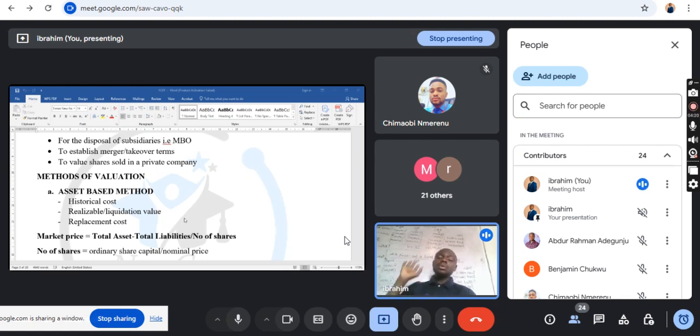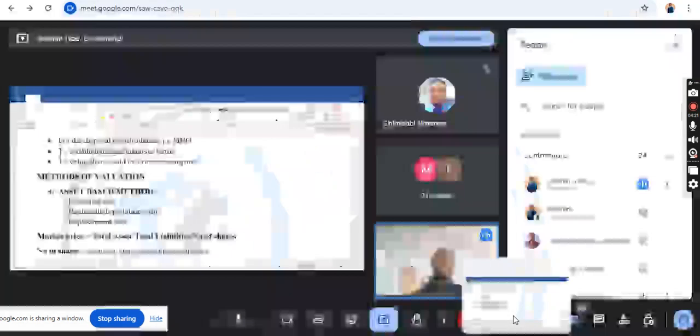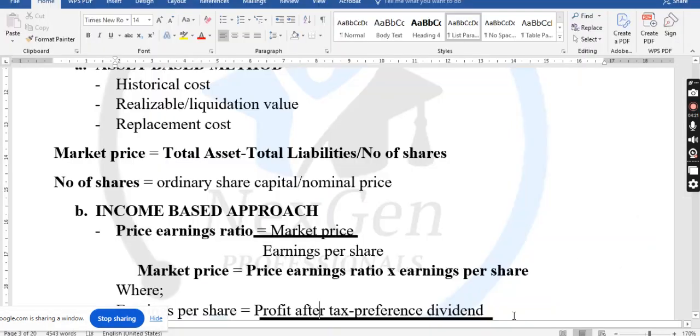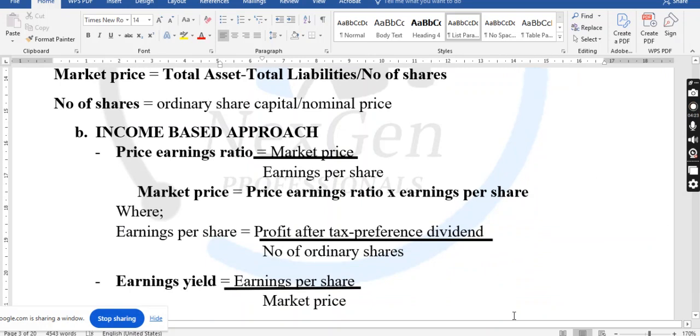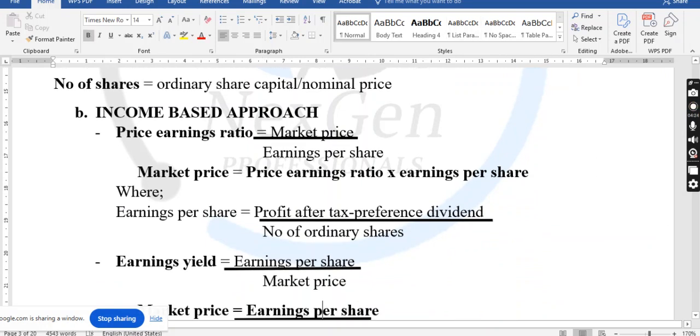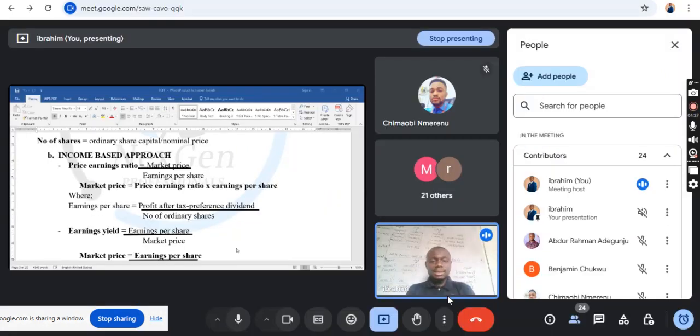Now, how will you determine the number of shares? The number of shares is your ordinary shares given to you in value divided by the nominal price. Then before we move to any of that method, any of the three methods you want to use, it is total asset minus total liability divided by the number of shares. Any of the methods.